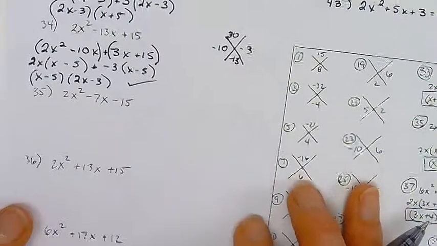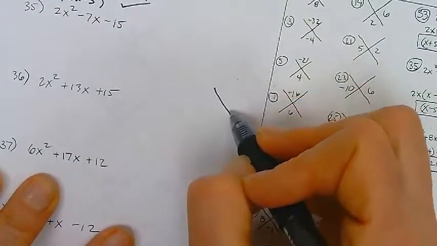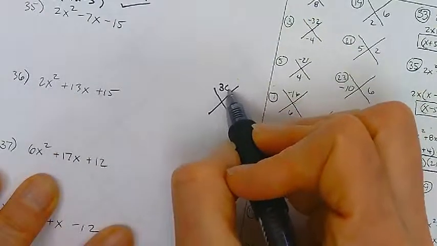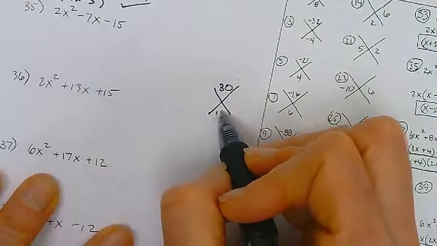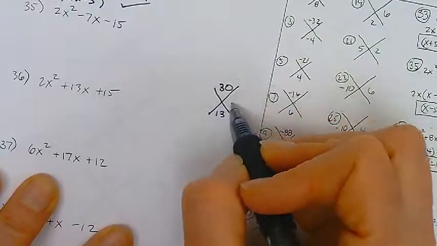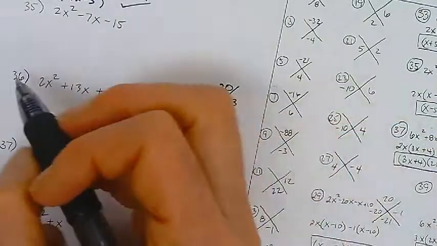I'm going to skip down to 36. Two times 15 is 30. The middle term is 13. Again, I have a 30 here. Let's try 10 and 3. And 10 and 3 works. 10 times 3 is 30. 10 plus 3 is 13.